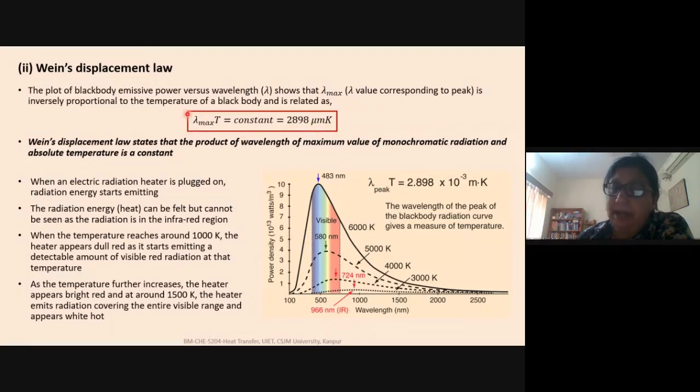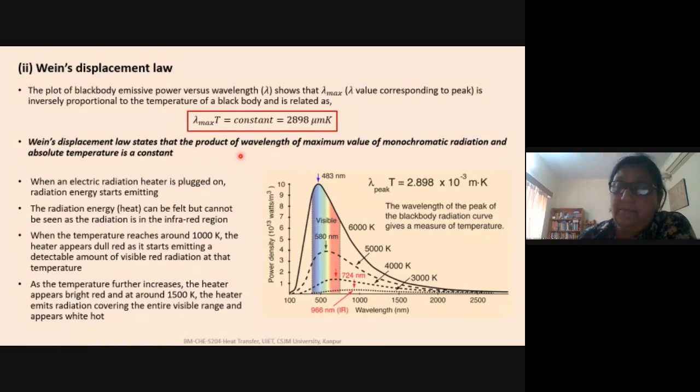That means if I make a multiplication of the peak value of the maxima to the temperature at which the peak value is, it comes out to be a constant number. So if you want to define Wien's displacement law, it states that the product of wavelength of maximum value of monochromatic radiation and the absolute temperature is a constant.